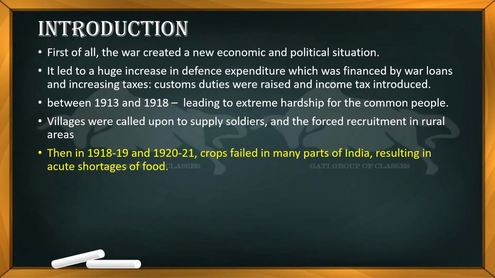The second thing is in 1918 to 1919 and 1920 to 21. There was another problem, that is the crop failure. Because of the crop failure, the peasants were not able to pay the taxes. They were not able to even meet their own expenditure. Another problem was the shortage of food. Because of the crop failures, there was a shortage of food, and the prices of food were rising all the time.